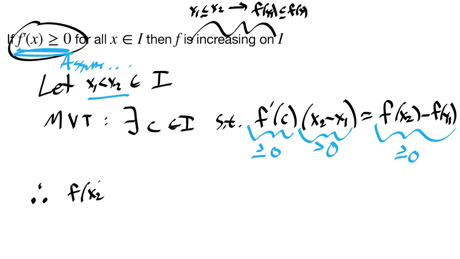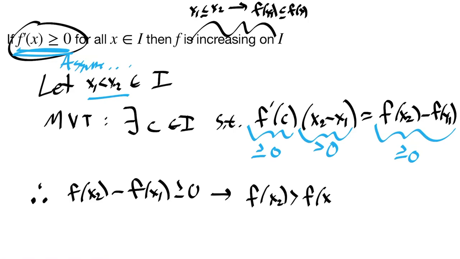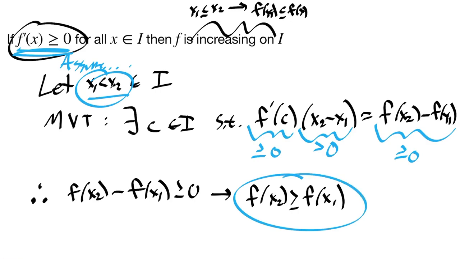So therefore, f of x2 minus f of x1 is greater than or equal to 0, which is the exact same thing as saying f of x2 is greater than or equal to f of x1. And that's what it means to increase. We started with 2 points where x1 was less than x2, and we ended up with f of x1 being less than or equal to f of x2.